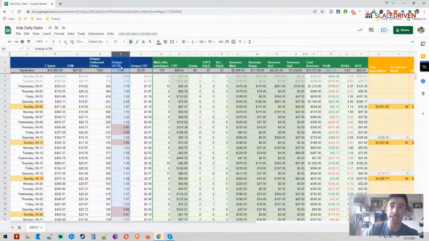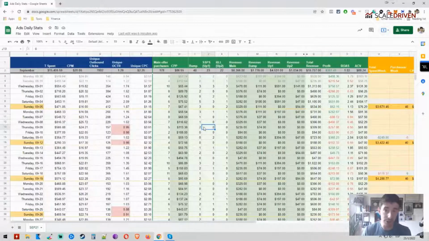Now, if we were under 1% unique outbound CTR, then we need to refresh creatives. We need to review the copy. We need to do a lot of stuff to actually get the ads back on track above 1%. But since they're good, then I don't pay attention to the ads. The only thing that I do is to go in and scale the budget as I start making the funnel better. Okay, so I hope that this helps.